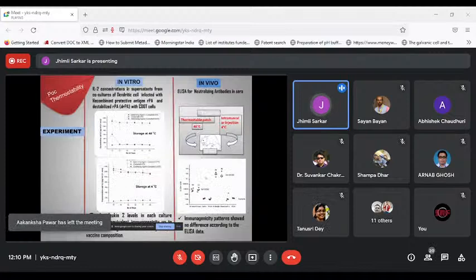This is some of our study in vitro and in vivo, where we have found that the vaccine is really stable at 40 degrees centigrade up to 90 days, in vitro and in vivo. We measured the IL-2 concentration in vitro, and in vivo we studied this through the ELISA technique.